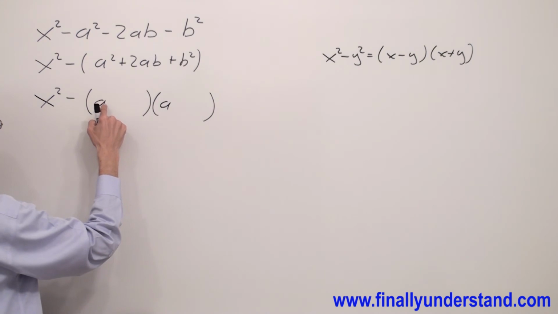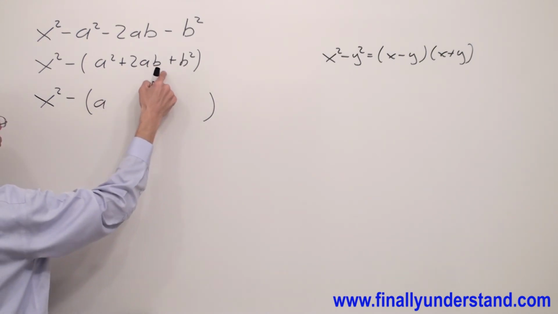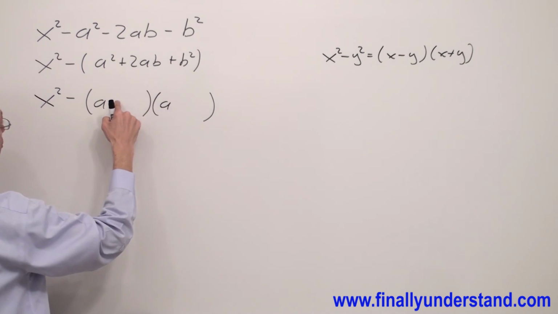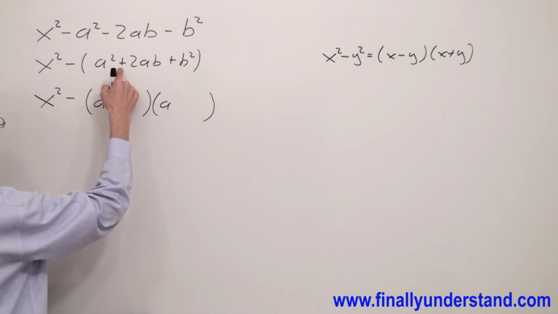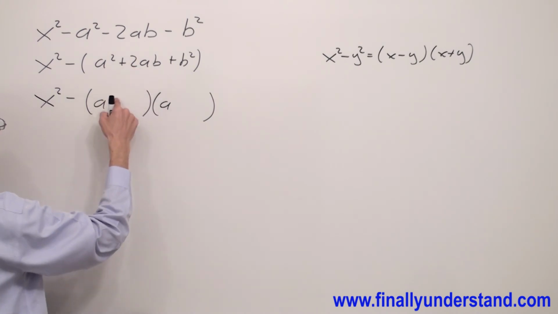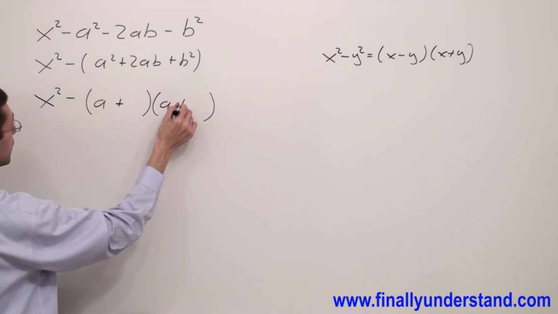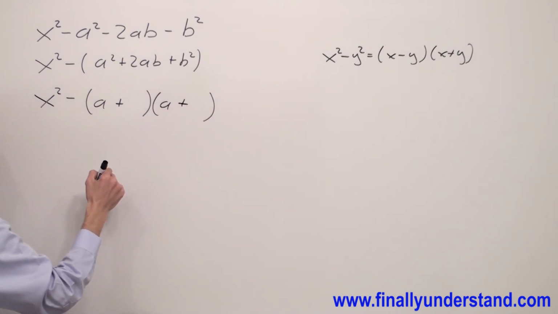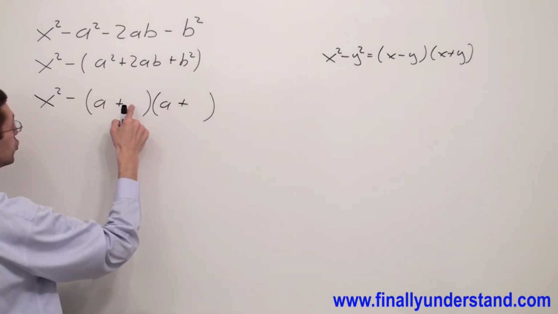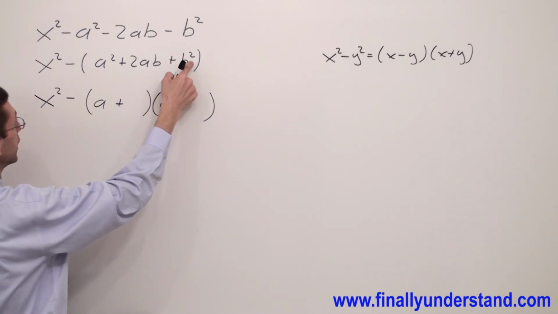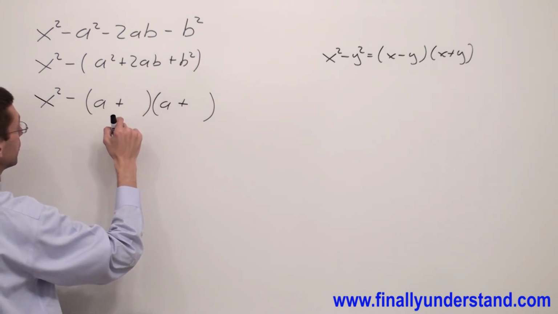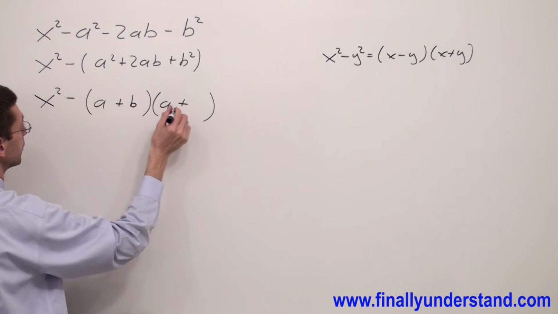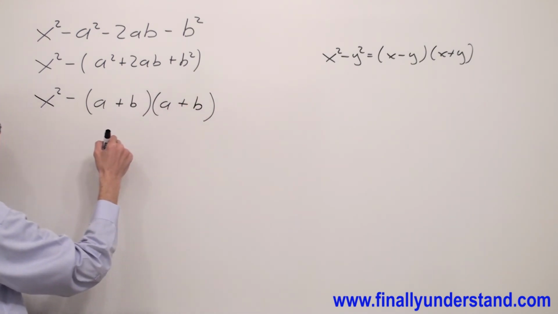Next, I have to look at the sign next to the third term. If it's positive, it means both signs in my factors are the same, and because I have a positive sign next to the second term, both of them are positive. Next, I have to ask myself what I'm supposed to write over here in order to get b squared in my third term and 2ab in the second term. I would say b.